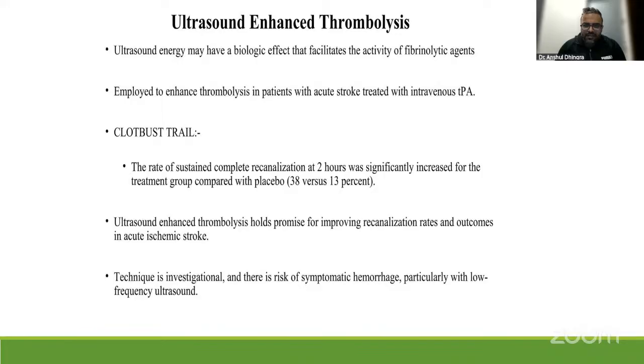In the CLOTBUST trial, the rate of sustained complete recanalization at 2 hours was significantly increased for the treatment group compared to the placebo group, 38 versus 13%. Ultrasound enhanced thrombolysis holds promise for improving the recanalization rate and outcomes in acute ischemic stroke. This technique is investigational and there is a risk of symptomatic hemorrhage, particularly with low frequency ultrasound.